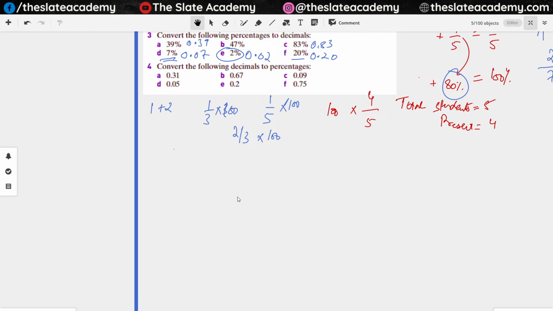Convert the following decimals to percentages. For part A, 0.31. What would it be as a percentage? Excellent, very good. And what would be 0.05 as a percentage? Excellent, very good. And this would be 5%. What would be 0.67 as a percentage?